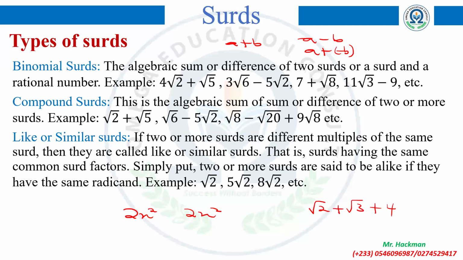Now let's see how we determine like terms in sets. How do we identify sets to be alike? Let me make it simple because of time. For two or more sets to be alike, they should have the same radicand. As simple as that. So we use only the radicand to determine whether the sets are similar or alike. Is my point well made? Or should I come again?